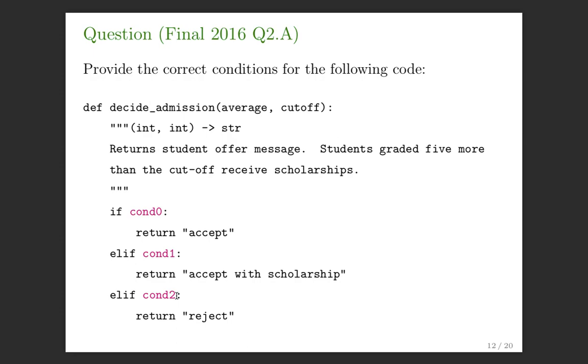I want you to write a function which takes an average and a cutoff and returns one of 3 messages: to accept the student, to accept the student with a scholarship, or to reject the student. The rule is, obviously, if you're greater than or equal to the cutoff, you're accepted. And if, in addition, you are 5 more than the cutoff, you get a scholarship. So cutoff plus 5 gets you a scholarship. Let's try coding this. It's a little difficult because the if-else was set up for us, so we have to be careful about how the conditions work.